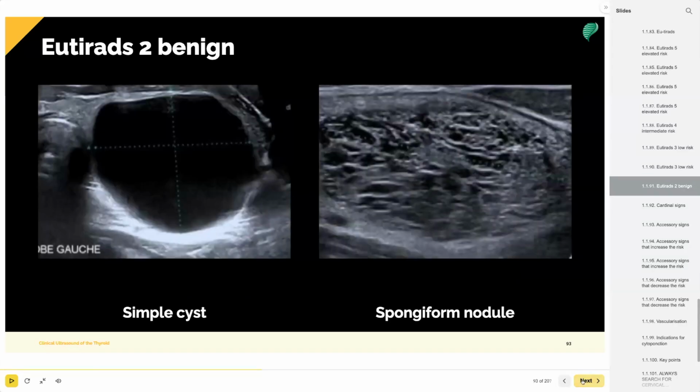Finally, we reach a score 2, which comprises 2 types of nodules. We have a simple cyst and we have a spongiform nodule, which is called a spongiform because it resembles a sponge. The simple cyst is here, just completely hypoechoic, filled with fluid.